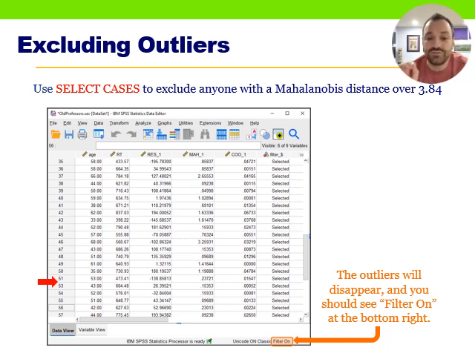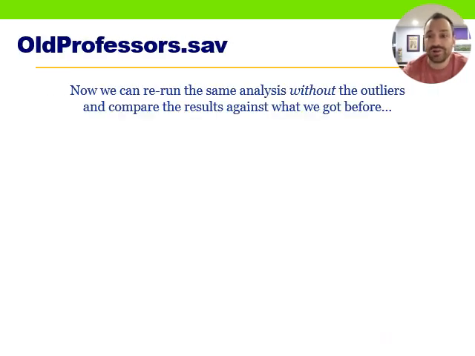As long as the filter is on, any analysis that we do, whether it's a regression, t-test, scatter plot, whatever, is going to be done without that person that we just excluded. So we already ran the regression with all 74 professors. Now that we've excluded the outlier professor, let's run this same analysis again and see if excluding them changed our results at all.